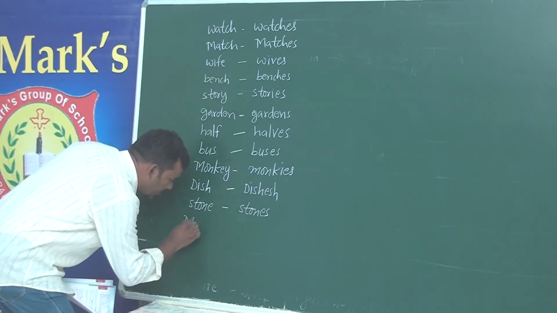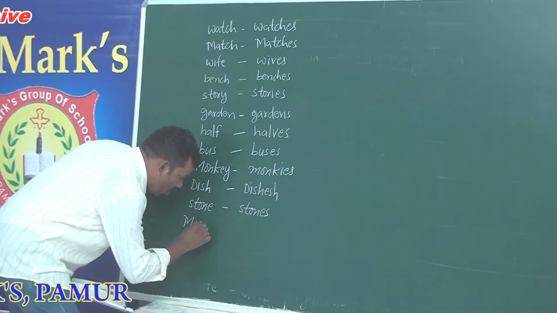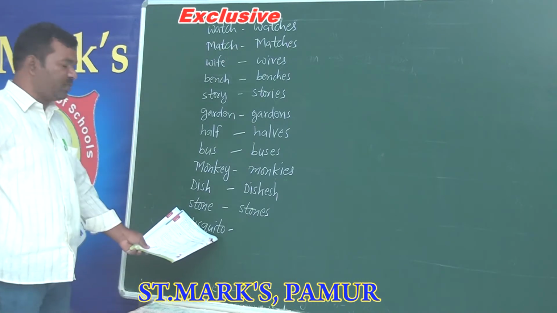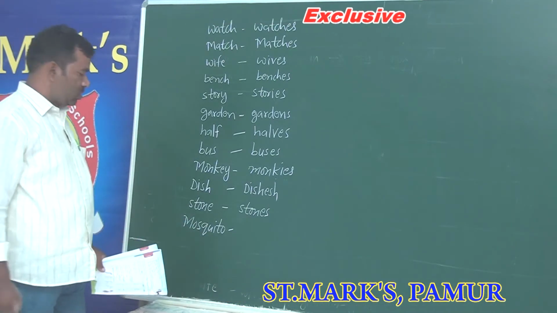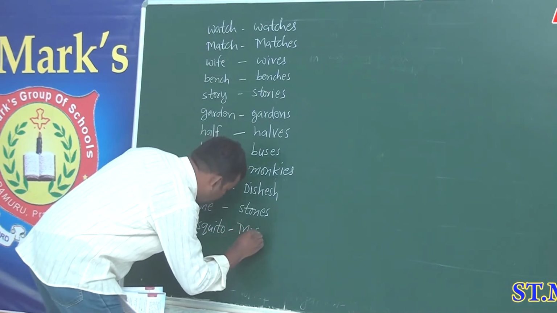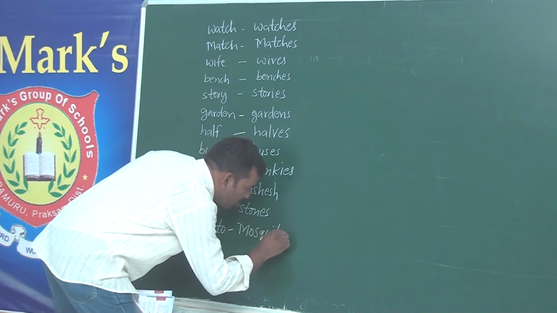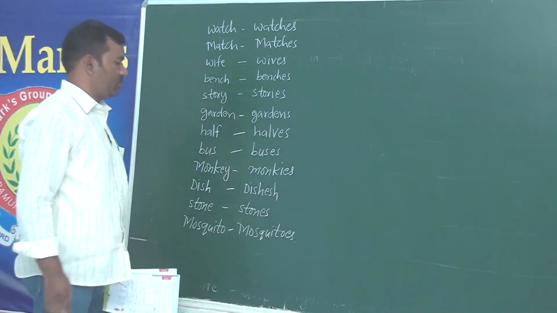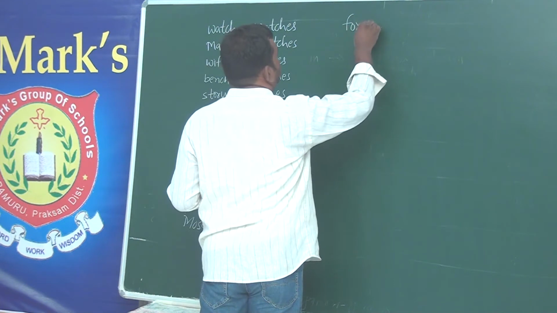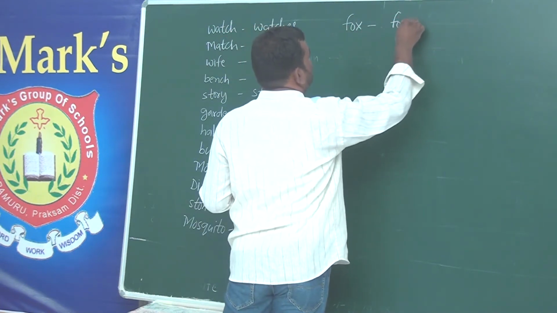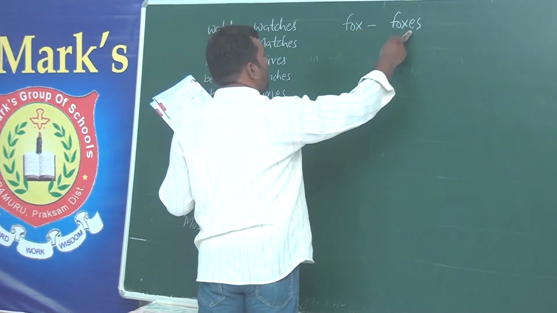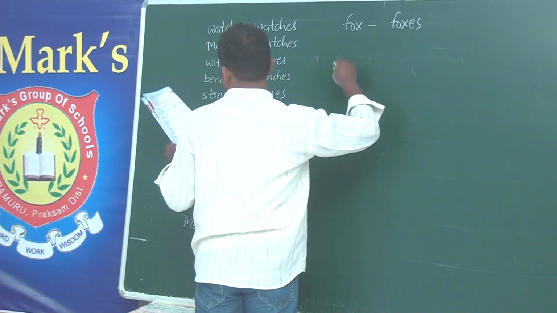Mosquito. Any word that ends with O has to be added with ES at the ending. Mosquitoes. Right? And this side, fox. Foxes. Because it is ending with X, so we have to add ES.